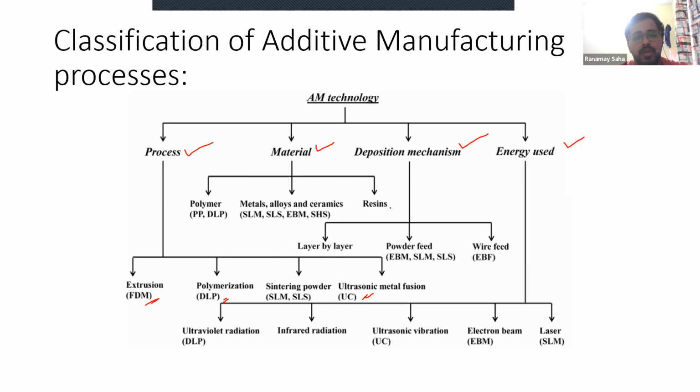Though currently polymer processing for additive manufacturing has been widely explored. The exploration for metals and alloys, ceramics, and resins is also underway, and a lot of research is being carried out. Then deposition, depending upon the deposition method.